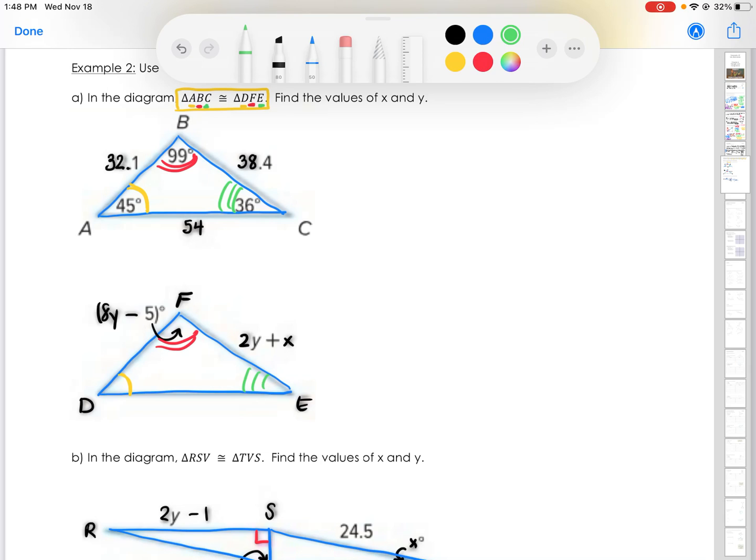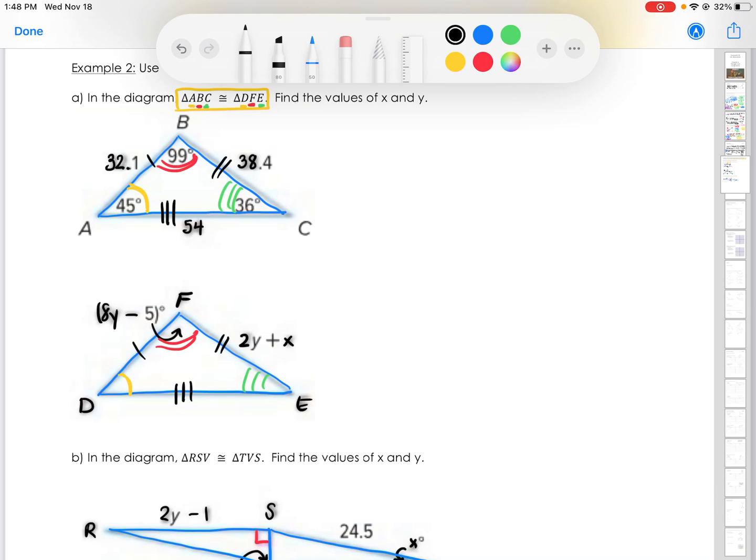We also can do this with the sides. So A, B are the first two letters, D, F are the first two letters. The last two are B, C. The last two are F, E. The outside letters are A and C. The outside letters are D and E. It's all about where they are written in that statement.